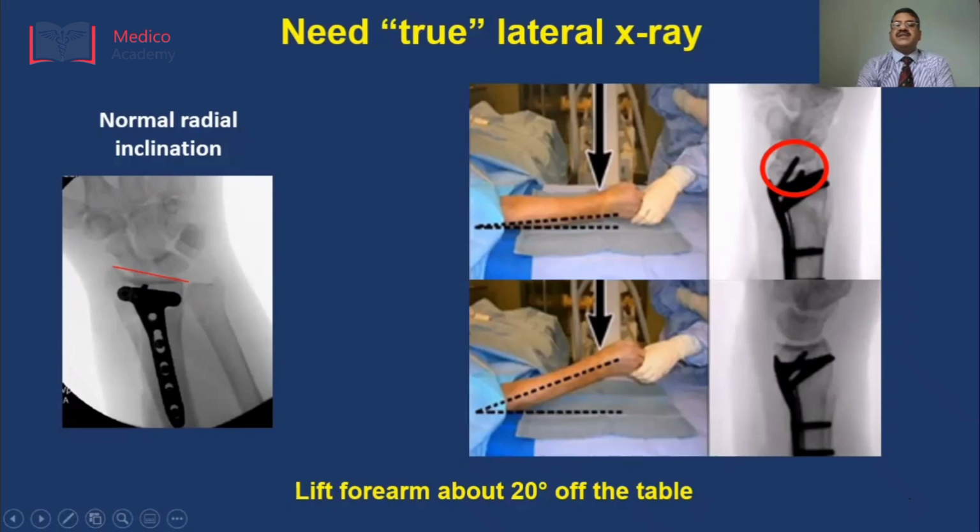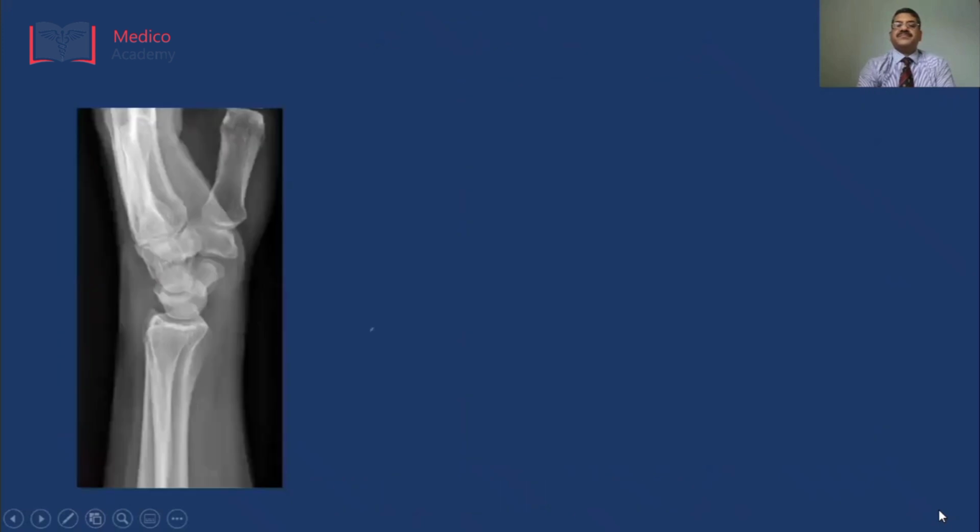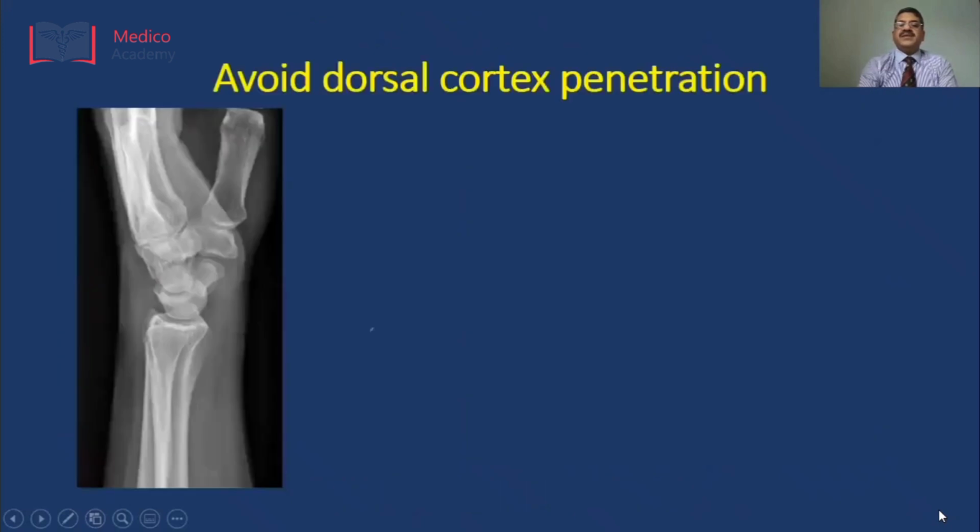So when you're taking a lateral X-ray, make sure you take a true lateral X-ray by lifting the forearm about 20 degrees off the table. The other important thing is to avoid penetration of the dorsal cortex with your locking screws.